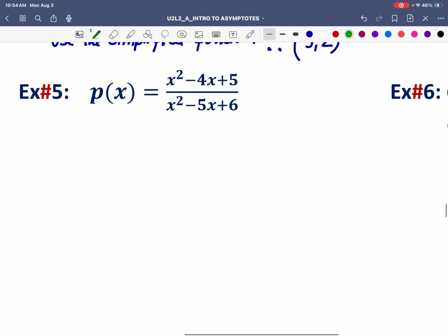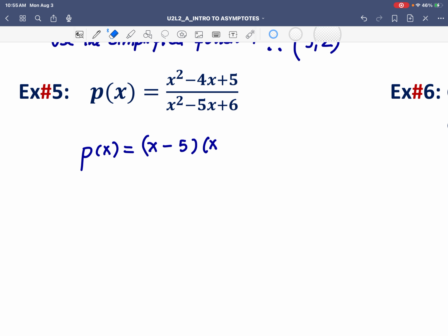One more example. So we have p(x) equals x squared minus 4x plus 5 over x squared minus 5x plus 6. Let's factor first. It makes it easier for us to identify the vertical asymptotes, but we also want to factor the numerator to check for holes in the meantime. Sorry, where are we? x squared minus 4x plus 5. Okay, so that is not factorable.